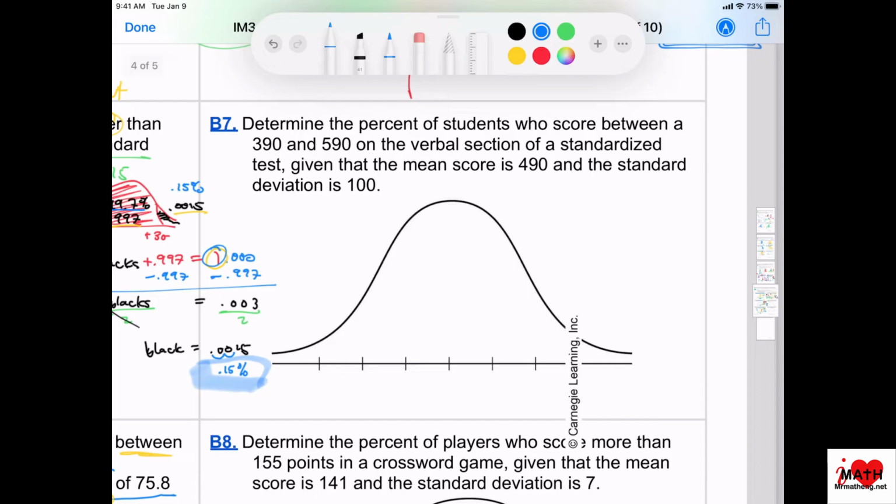All right, let's go ahead and go over B7 here. Determine the percent of students who score between 390 and 590 on the verbal section of the standardized test given, okay, this is what I want, the mean is 490.